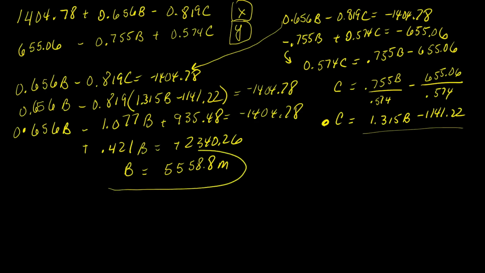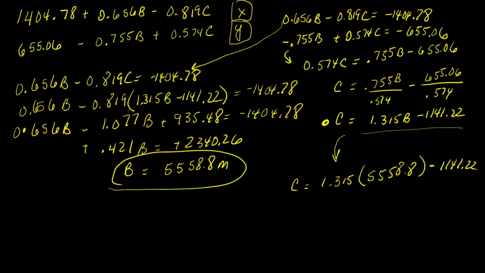Okay, so I solve for B. So let's take an equation like this equation, and then let's solve for C. So C is going to equal 1.315 times B, which is 5558.8, minus 1141.22. So C here is equal to 6168.6.